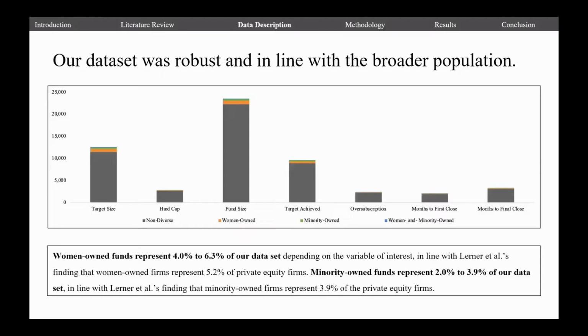Specifically, we see that women-owned funds represent about 4 to 6% of our data set, depending on the variable of interest, which is in line with Lerner et al.'s finding that women-owned firms represent 5.2% of private equity firms. Similarly, minority-owned firms represent 2 to 4% of our data set, which is also in line with Lerner et al.'s finding that minority-owned firms represent 3.9% of private equity firms. This gives us confidence that our data set forms a representative sample of the population.